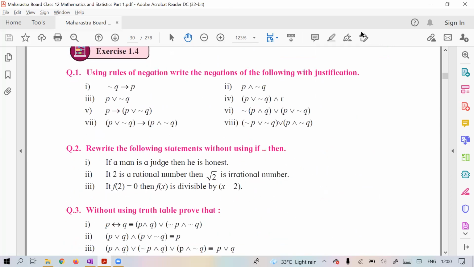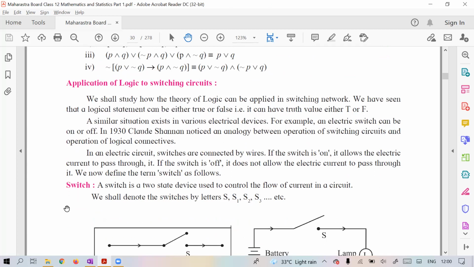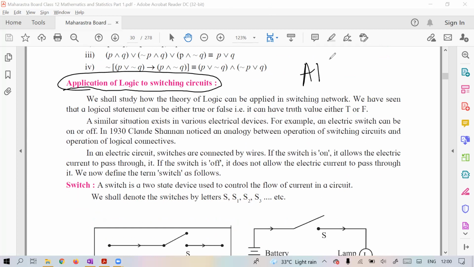Please go through it at home. Now, what is the application? I have to finish this chapter today. The application of logic is switching circuits. You also know that you might have gone through the AND gate and OR gate. Have you seen this AND gate, OR gate in computer science or physics?